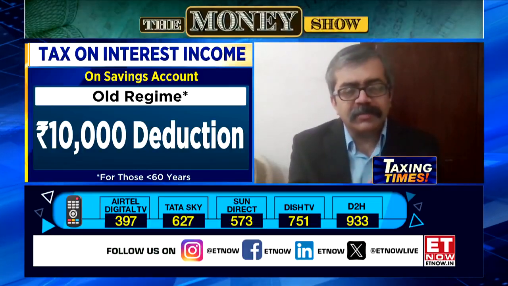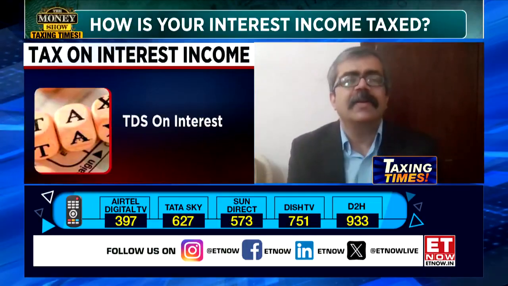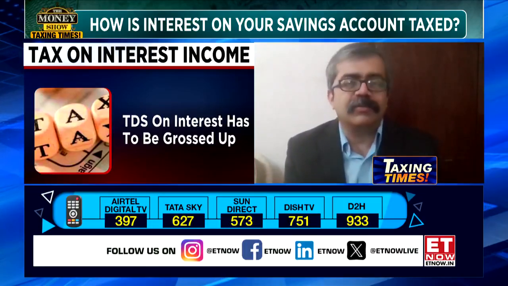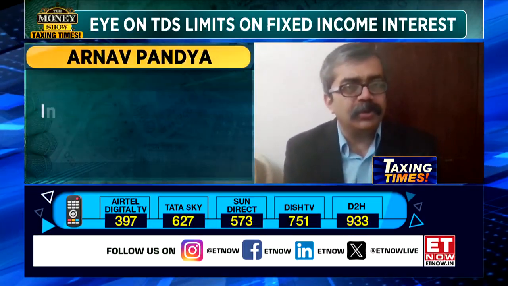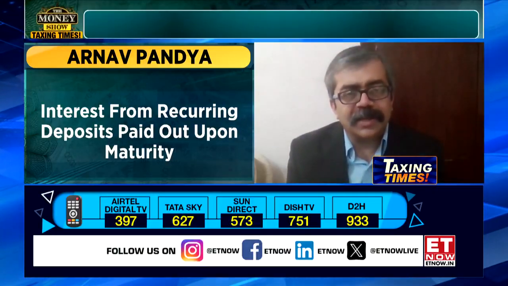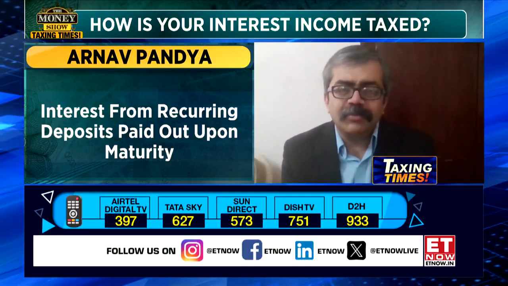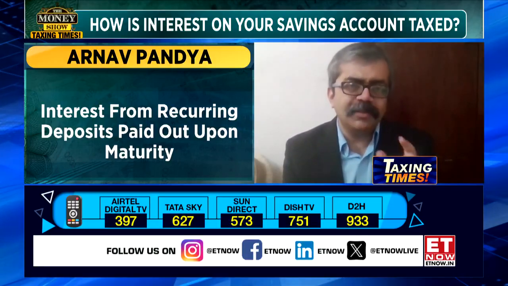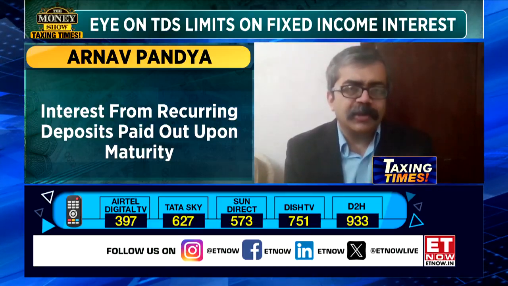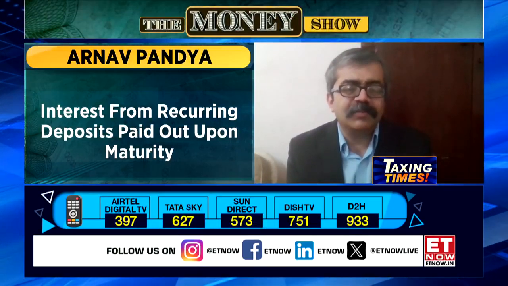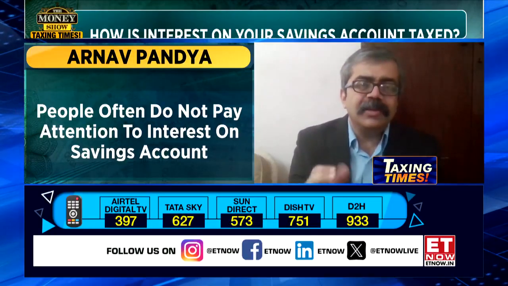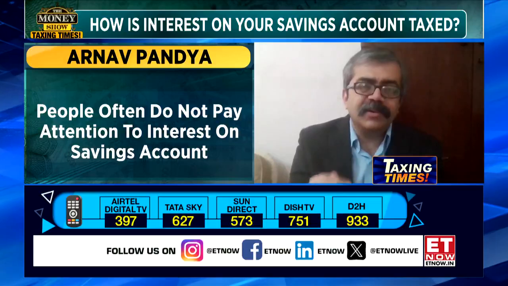So the first part of this equation is that you actually record. The second part is that you record the right figure. When it comes to the savings bank account, you need to get the figures for the year and then show it at the time of filing of your return. When it comes to the fixed deposit, you need to be extra careful on this front, because there is likely to be a TDS for higher amounts, and when that TDS occurs, you need to show the right figure in your income.